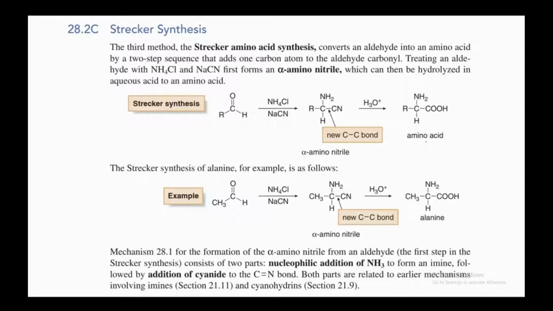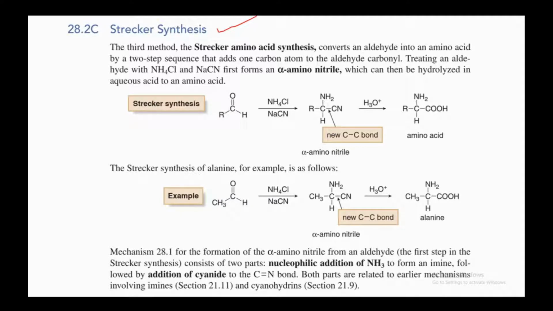The last method of preparation which we are going to discuss in this video is Strecker synthesis. This is a very famous reaction for the preparation of amino acids. The third method, the Strecker amino acid synthesis, converts an aldehyde into an amino acid by a 2-step sequence that adds 1 carbon atom to the aldehyde carbonyl.